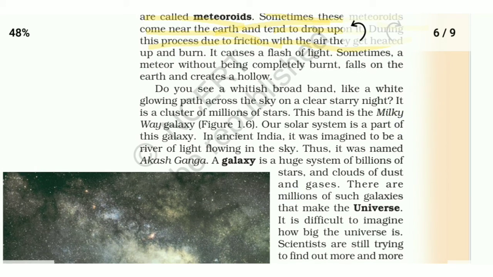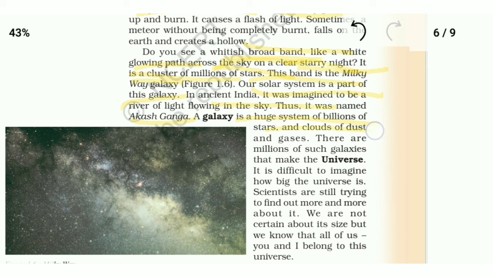Do you see a whitish broad band, like a white glowing path across the sky on a clear starry night? It is a cluster of millions of stars called the Milky Way. That is the galaxy of our solar system. We are a part of that galaxy, the Milky Way, and in ancient India it was named Akash Ganga. A galaxy is a huge system of millions of stars, clouds, dust and gases. There are millions of such galaxies that make the universe.